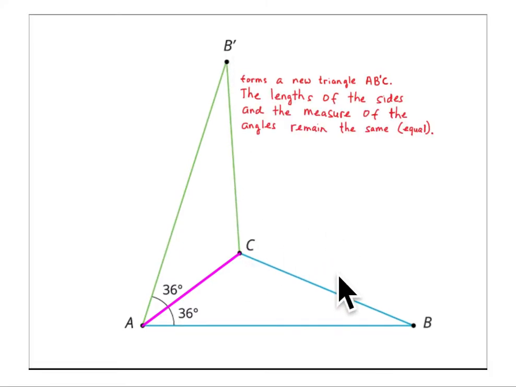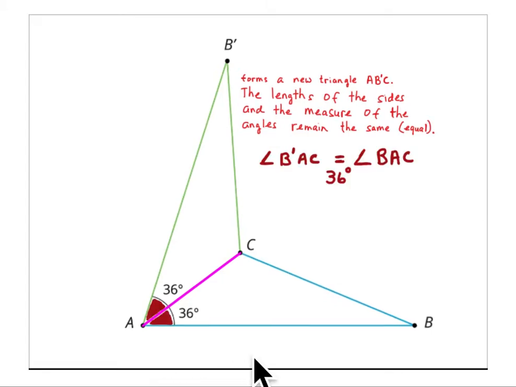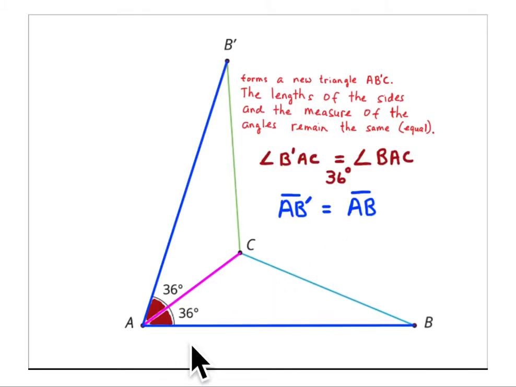The lengths of the sides and the measure of the angles remain the same. They remain equal. And the mathematical word we use for that is congruent. So this angle is 36 degrees. This angle is 36 degrees. They are congruent. They are equal. And these two lengths, length AB prime, this length right here, and length AB right here, are also congruent or equal.